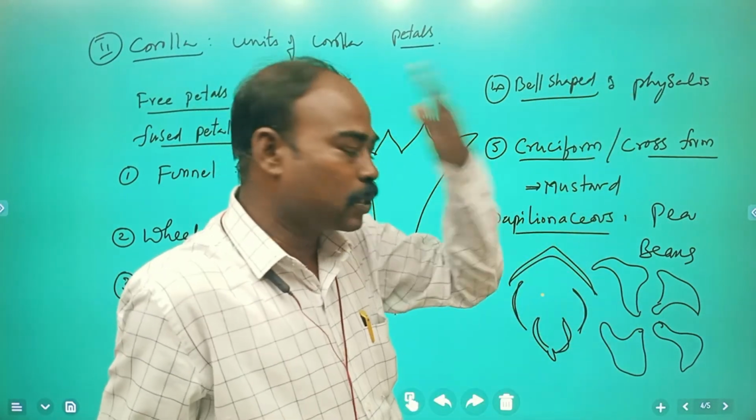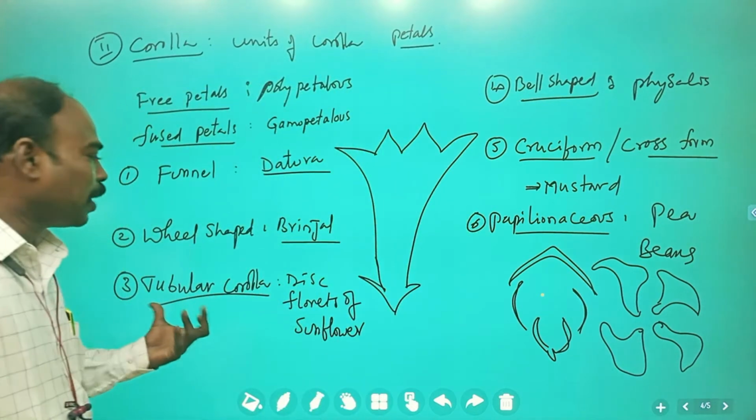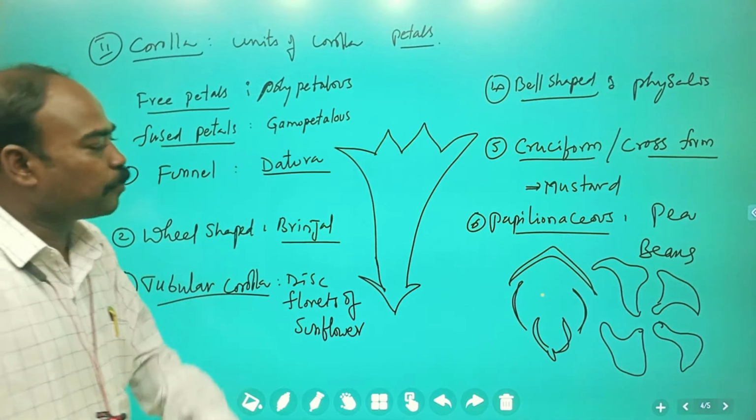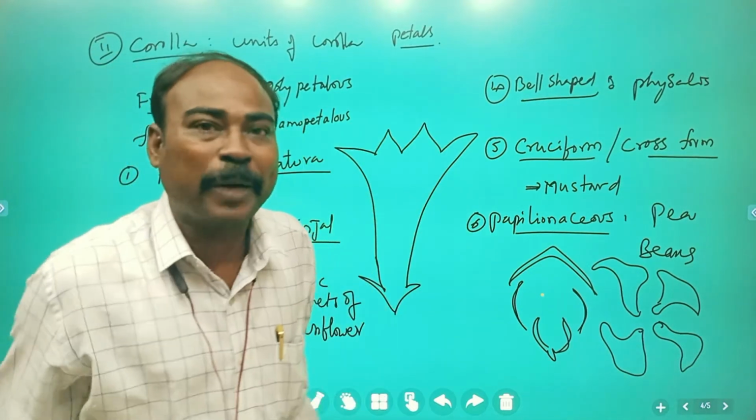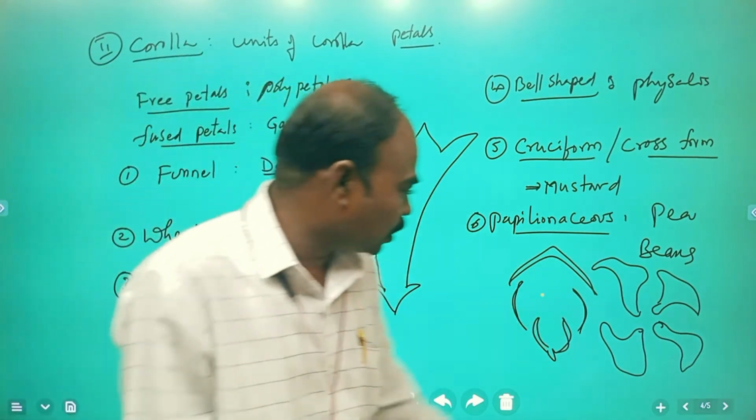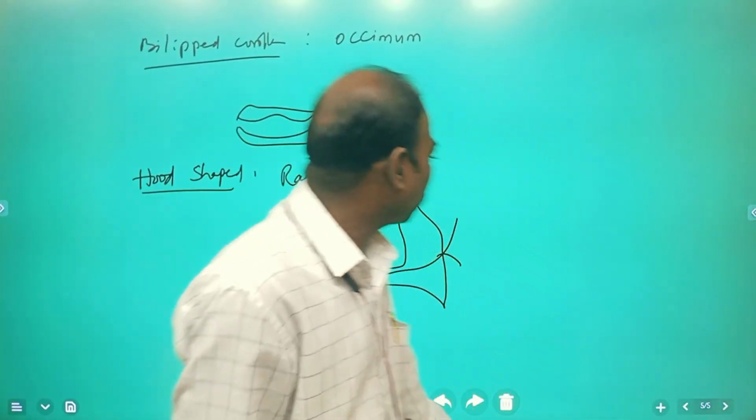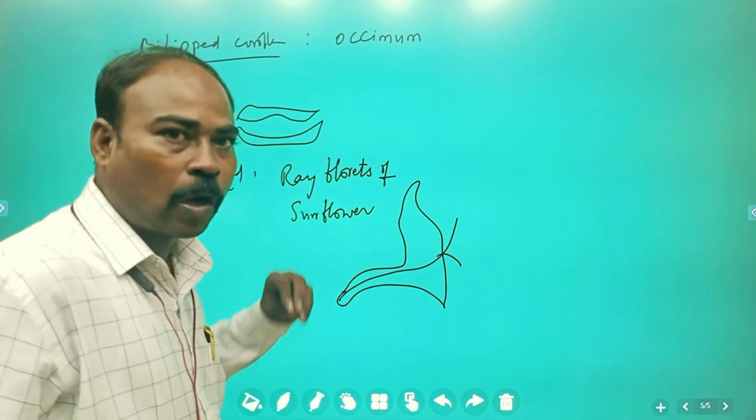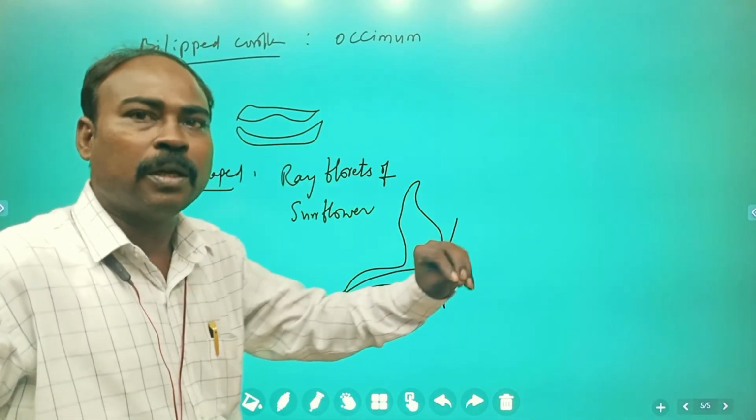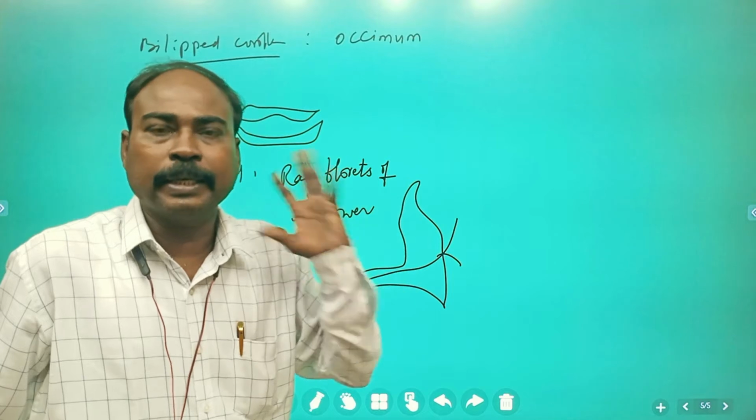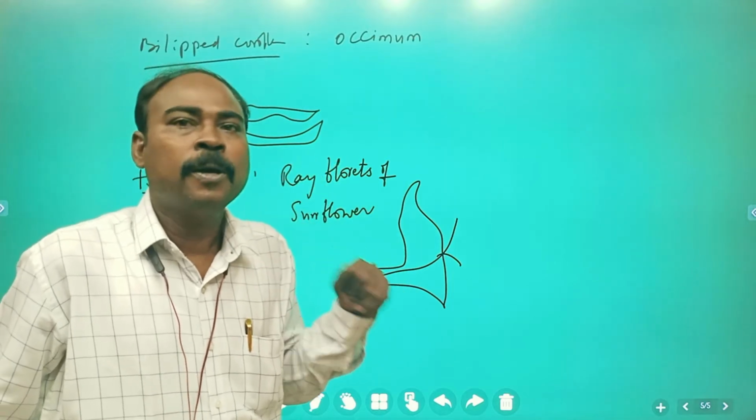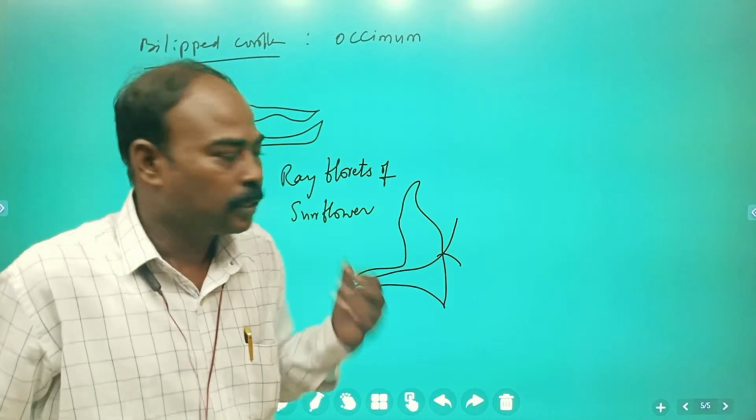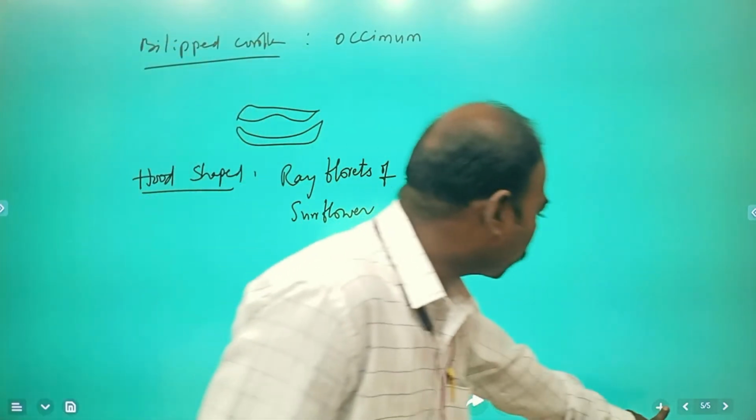Bell shaped corolla is found in physalis. Tubular corolla is found in disc florets of sunflower. Wheel shaped in brinjal. Funnel shaped in datura. These are the different shapes of petals in different plants or in different flowers. Right? That is about the shape of petals. Petals are the second whorl of a flower, of different colors in different species, which are useful to attract the insects for pollination. Right? That is about the petals. Next.